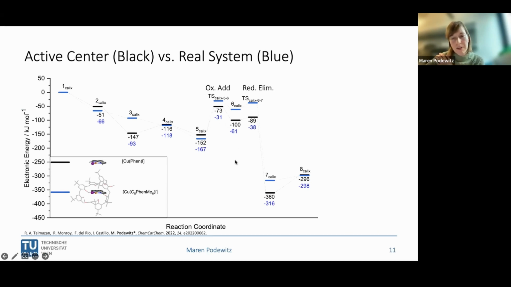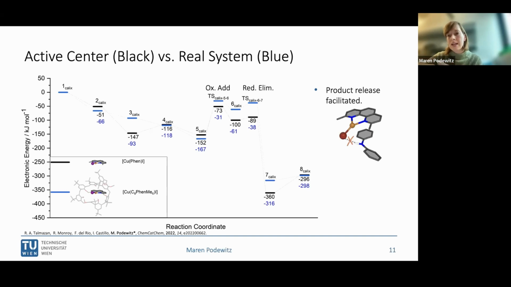I mean, of course, there are some differences, but one major difference that really surprised us is when you go from 7 to 8, and this is basically the release of the product. So we could really show that this macrocyclic ligand facilitates the product release, and it has to do with the fact that if you only look at the model system, then there's still a hydrogen bond between the active catalyst and the product. And if we go to the supramolecular moiety, so if we go to this cavity, then this hydrogen bond cannot be formed. So what we have by having this entire protocol is that we can now not only generate conformers in solution, but we can also study really large and flexible catalysts.